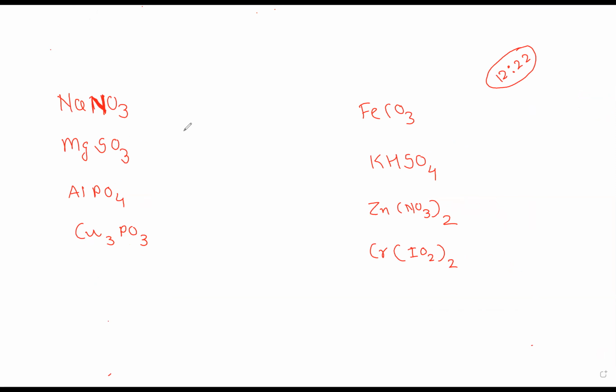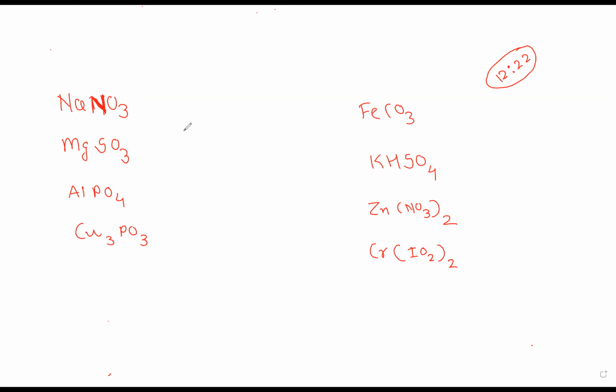Okay, so I would like everybody to focus on this. I'm just gonna say it out loud for everyone, every example. The first one is NaNO3. The second one is MgSO3. The third one is AlPO4. The fourth one is Cu3PO3.